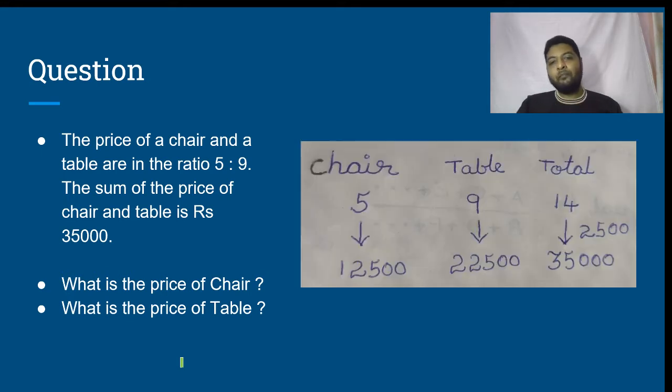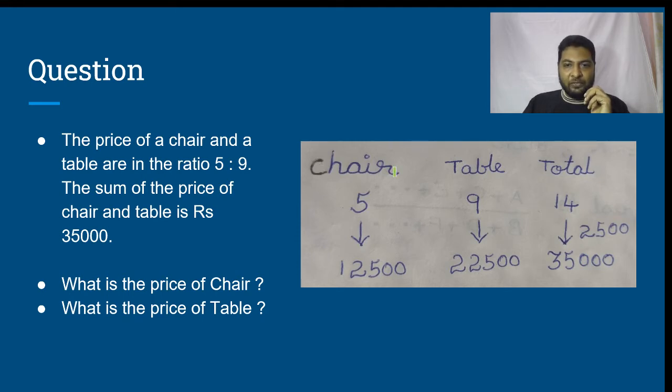What is the price of chair and what is the price of table? See, to the extent possible, we should avoid using variables and fractions. It will make our life easy and simple. That's the golden rule again in mathematics. Avoid variables, avoid fractions, right?